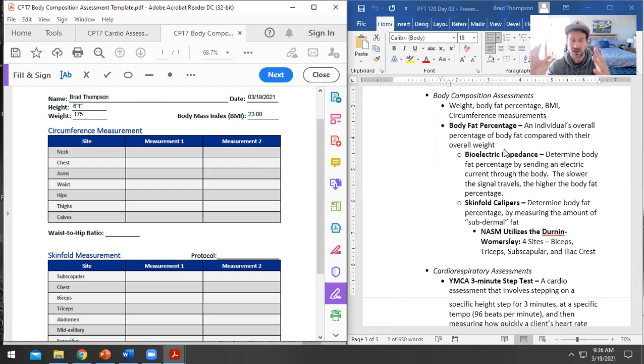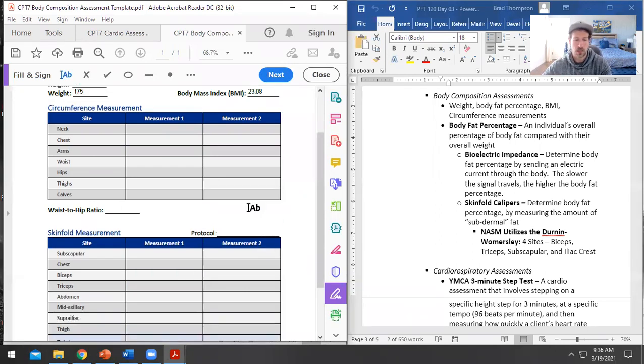The reason we have so many of them, guys, is because the more pieces of data that you have, the more information you can draw conclusions upon. So if your client's scale weight stays the same from one week to the next, and all of a sudden they start getting down on themselves, you can look at their circumference measurements and say, hey, your weight increased or stayed the same, but look, all of your circumference measurements are going down. This is an improvement, right?